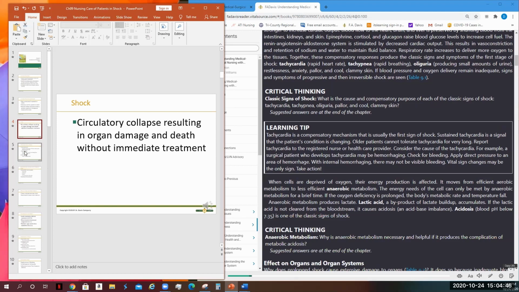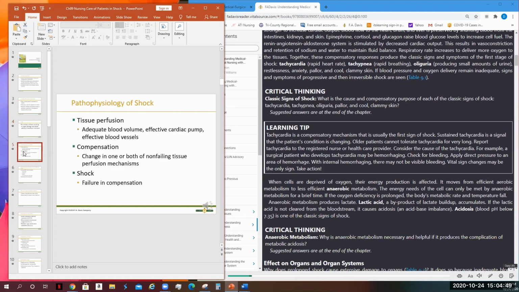Tachycardia is a compensatory mechanism that is usually the first sign of shock. Sustained tachycardia is a signal that the patient's condition is changing. Older patients cannot tolerate tachycardia for very long. Report tachycardia to the registered nurse or healthcare provider. Consider the cause of the tachycardia. For example, a surgical patient who develops tachycardia may be hemorrhaging.